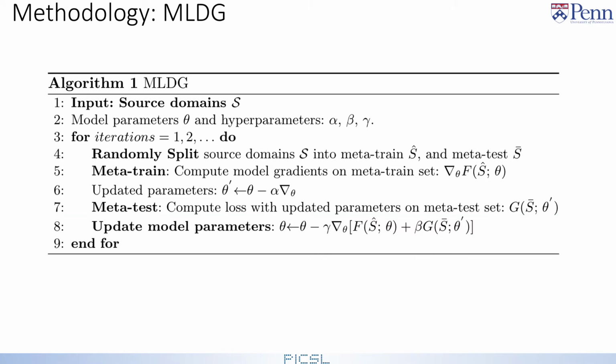The final model parameter theta is updated by taking the gradient of the weighted combination of the two losses F and G. By doing so, the model is tuned in such a way that performance is improved in both meta-train and meta-test domains. In other words, the model is regularized and does not overfit to one particular domain by finding the best possible gradient direction due to the joint optimization of the two losses.